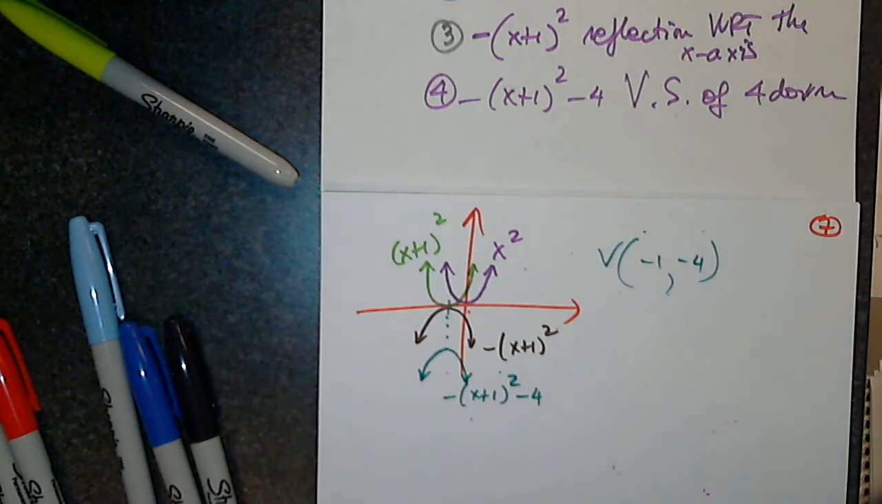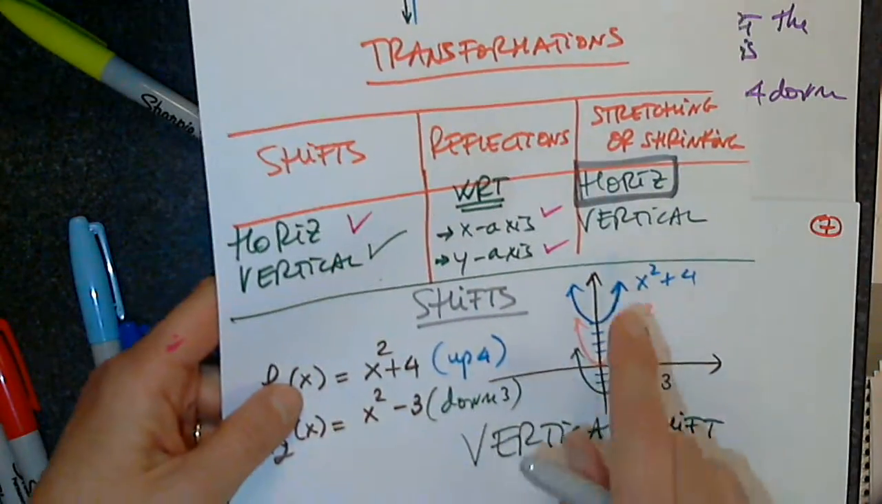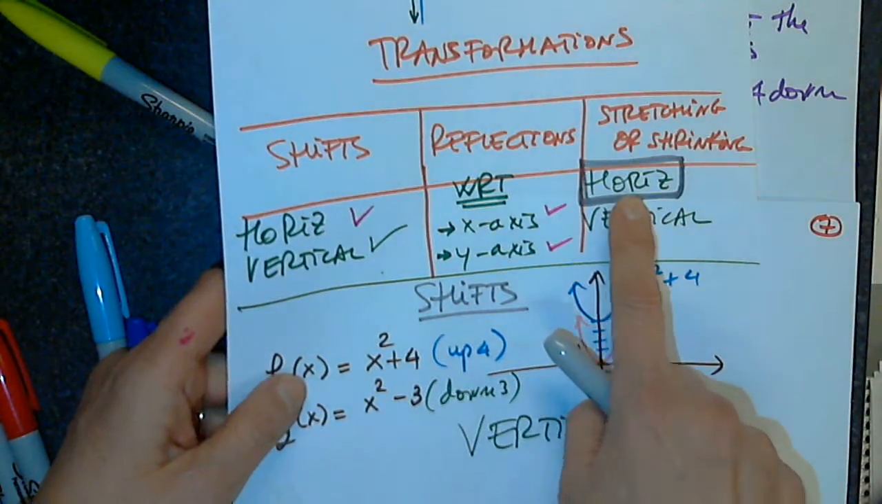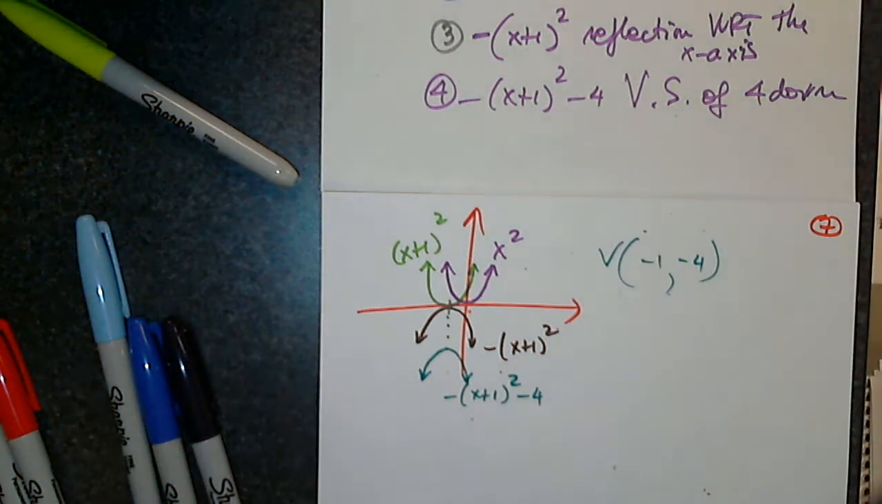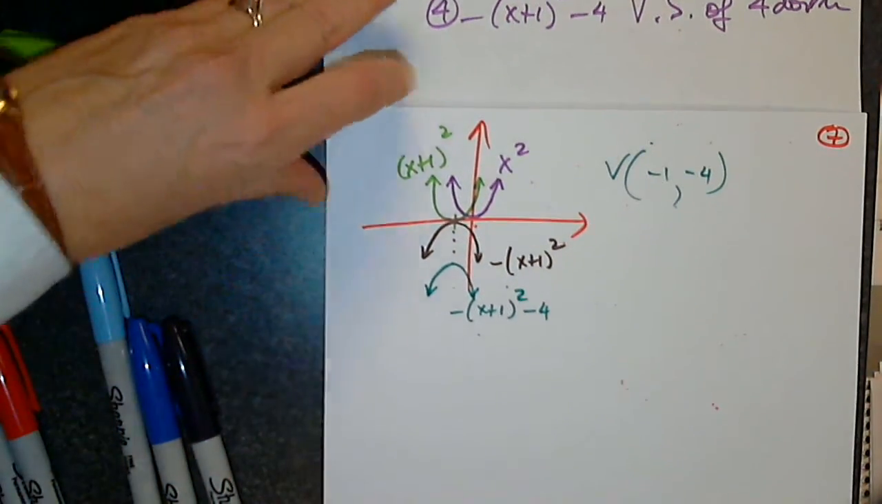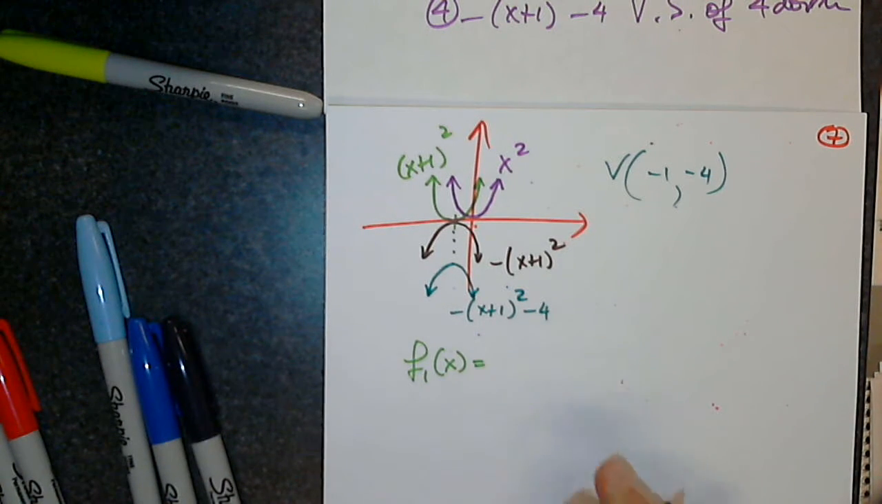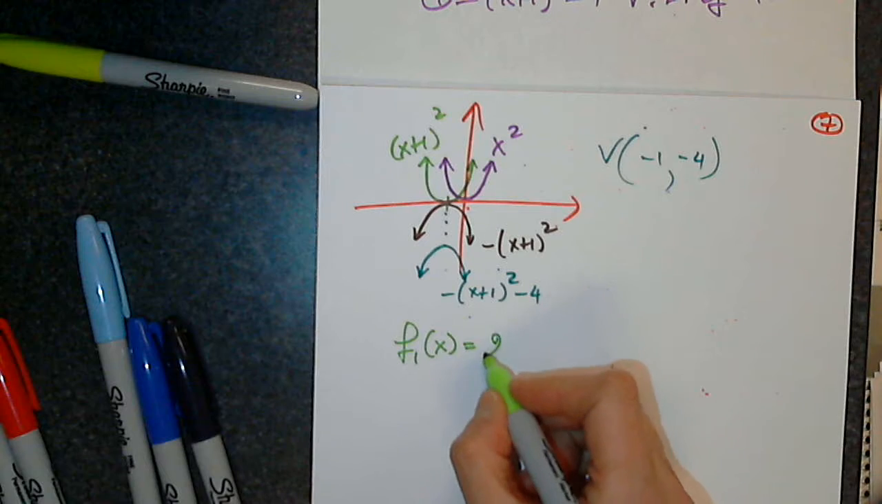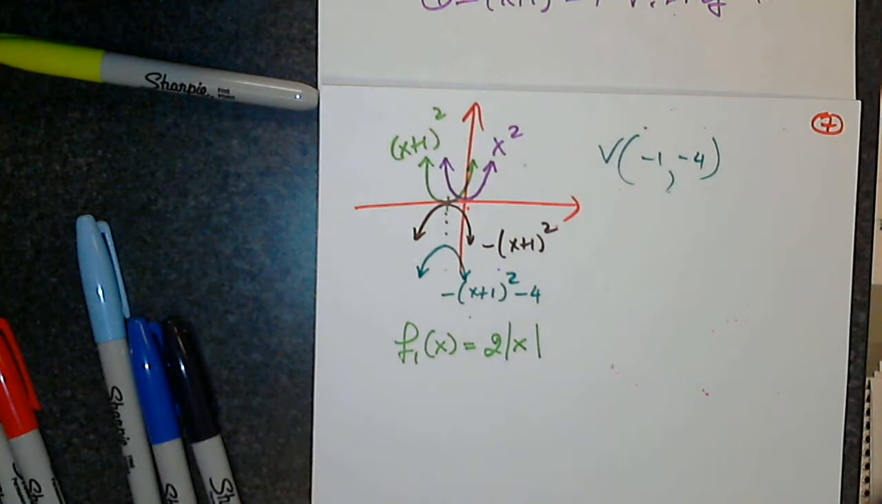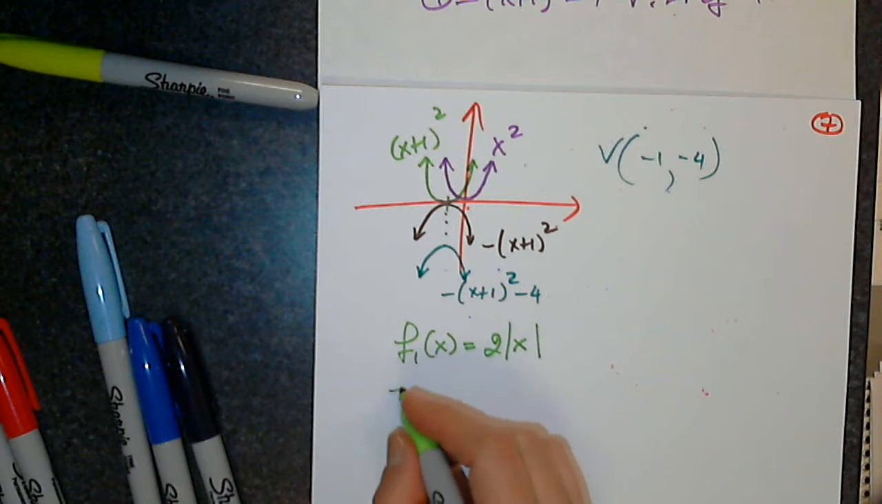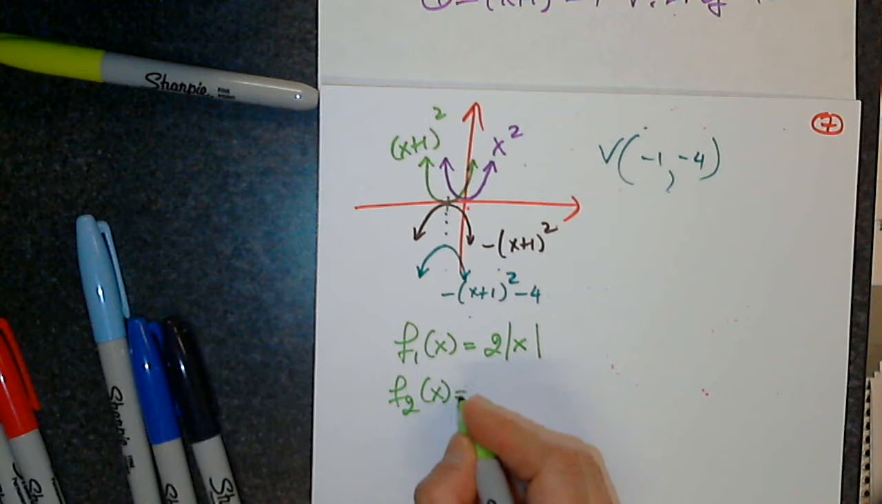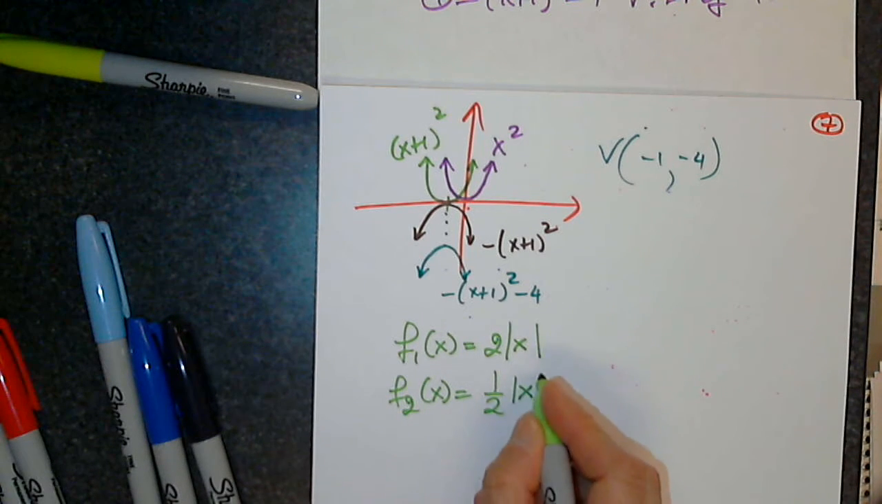Very good. Last 2. Let's start with this and then continue with us. Last one. Ready? So now I want f1, which is 2 times the absolute value of x. And I want f2, which is 1/2 the absolute value of x.